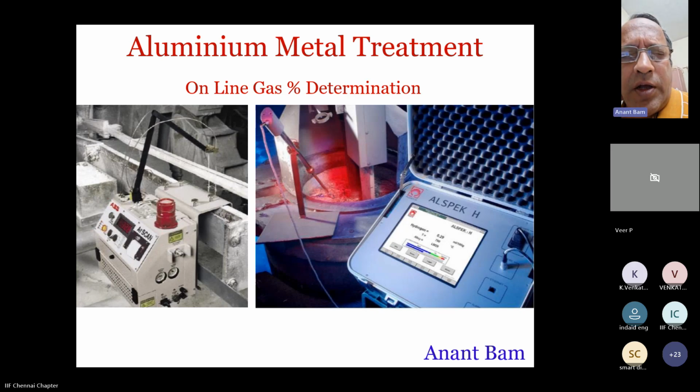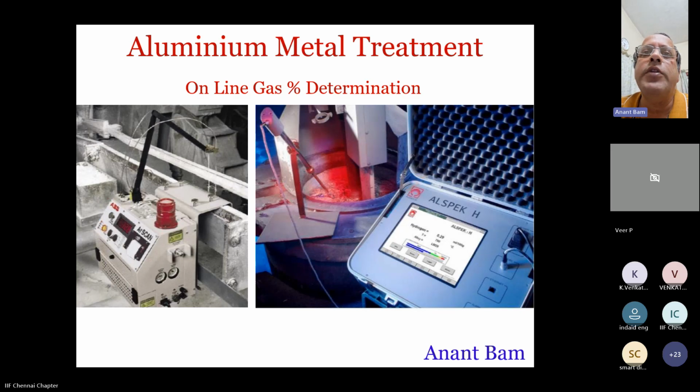This particular apparatus is again patented and it is very, very expensive. On the left-hand side is Alscan, which is a patented product of ABB. On the right-hand side is Alspec H, which is a patented product of Foseco. Alscan is available at about 30 lakh rupees. Alspec H is available at about maybe 15 lakh rupees.